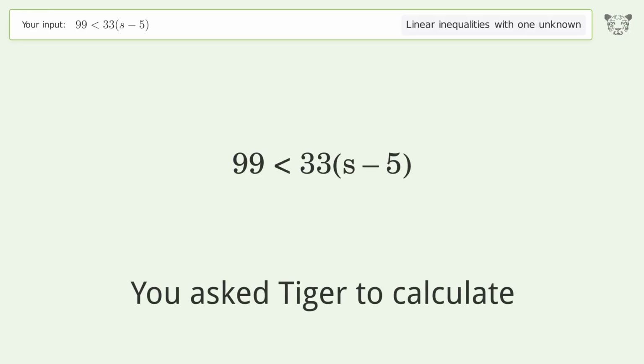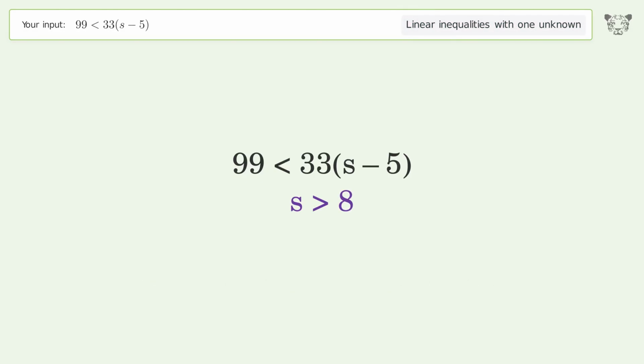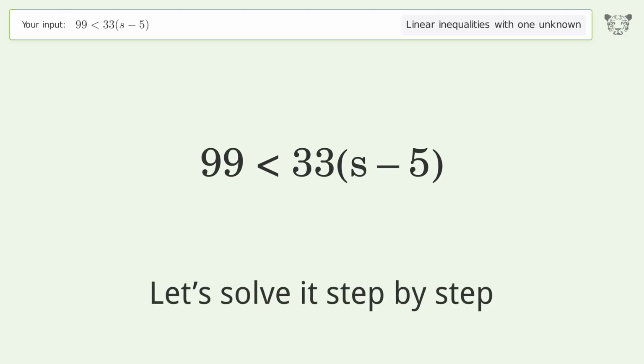You ask Tiger to calculate. This deals with linear inequalities with one unknown. The final result is s greater than 8. Let's solve it step by step.